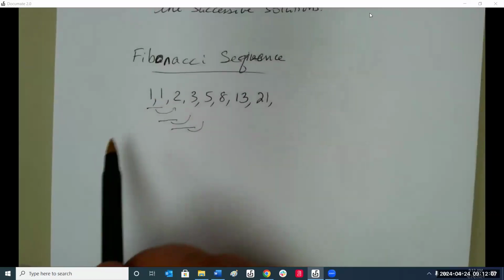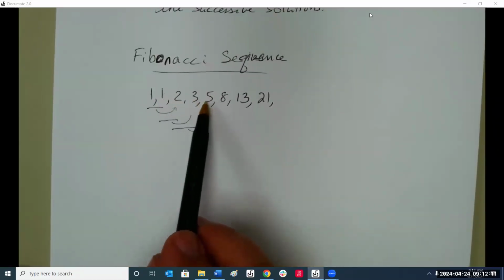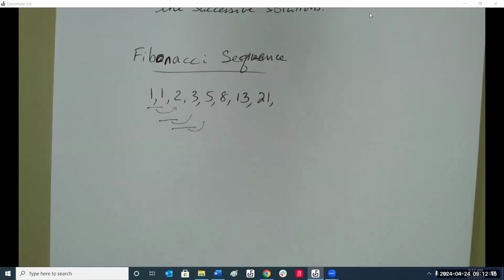So 1 plus 1 is 2. 1 plus 2 is 3. 2 plus 3 is 5. 3 plus 5 is 8. 5 plus 8 is 13, and so on. So that's the Fibonacci sequence. There's no real pattern to it because it's not arithmetic, it's not geometric, it's just an equation out there. So whenever you hear Fibonacci, that's what it's talking about.